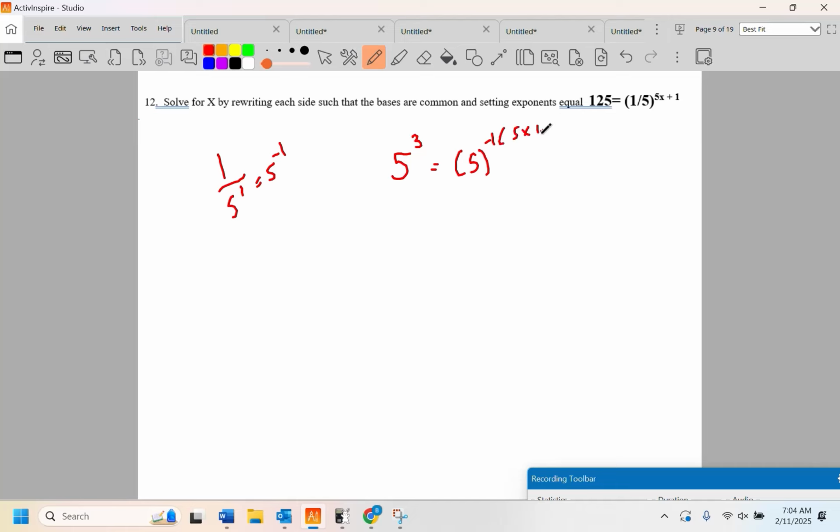We already have 5x plus 1 up top. So since the bases are common, we don't strike them out. We just ignore them. 3 equals negative 5x minus 1. Add 1. 4 equals negative 5x. Don't know why I wrote it that way. Divide out the negative 5 from both sides, and x is a negative 4/5.